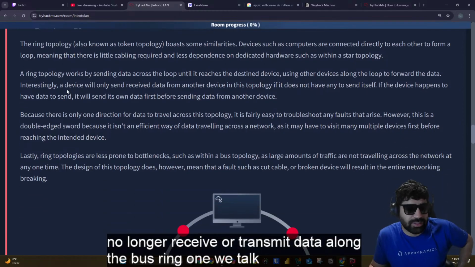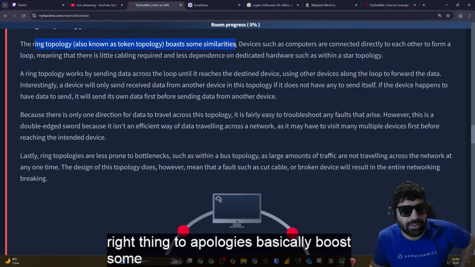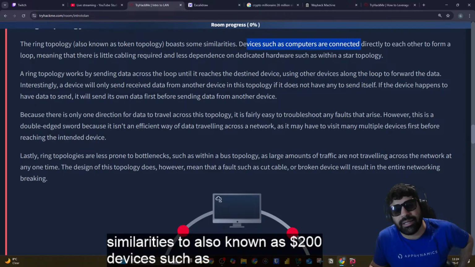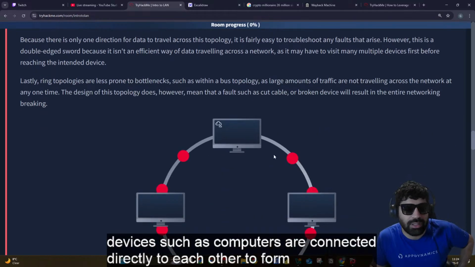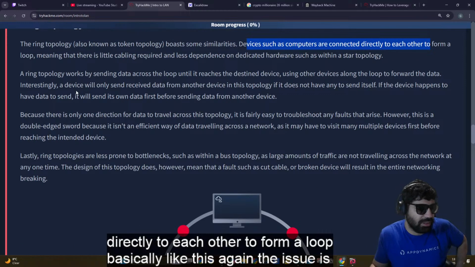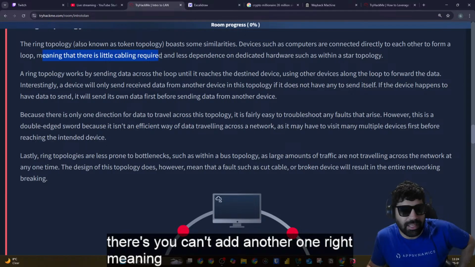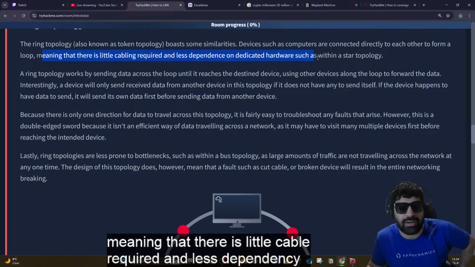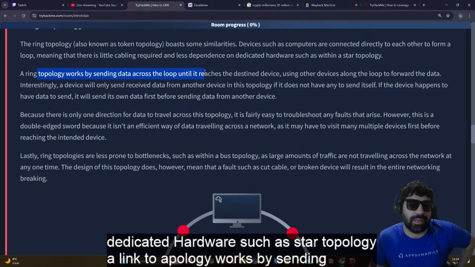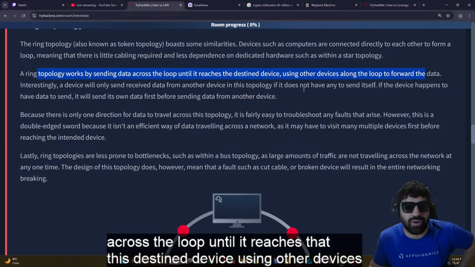Ring, we talked about this, right? Ring topology, also known as token topology, has some similarities. Devices such as computers are connected directly to each other to form a loop. Basically, like this. Again, the issue is it's cheap, but it's not that good, because you can't add another one, right? Meaning that there is little cable required and less dependency on dedicated hardware such as in star topology. A ring topology works by sending data across the loop until it reaches the destined device, using other devices along the loop to forward the data.